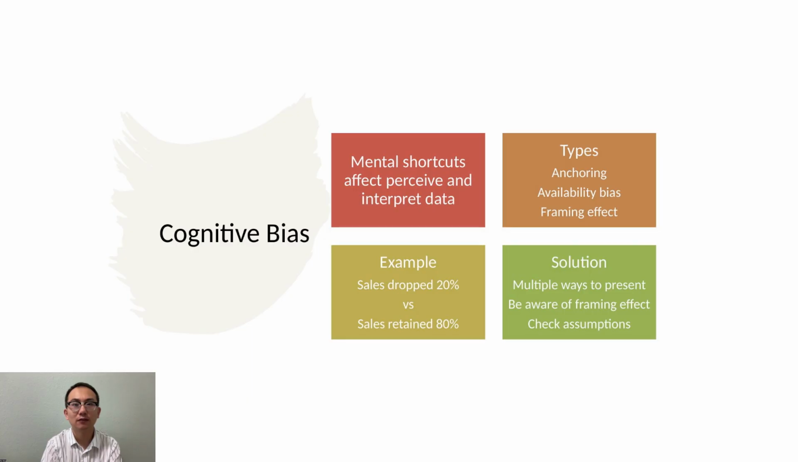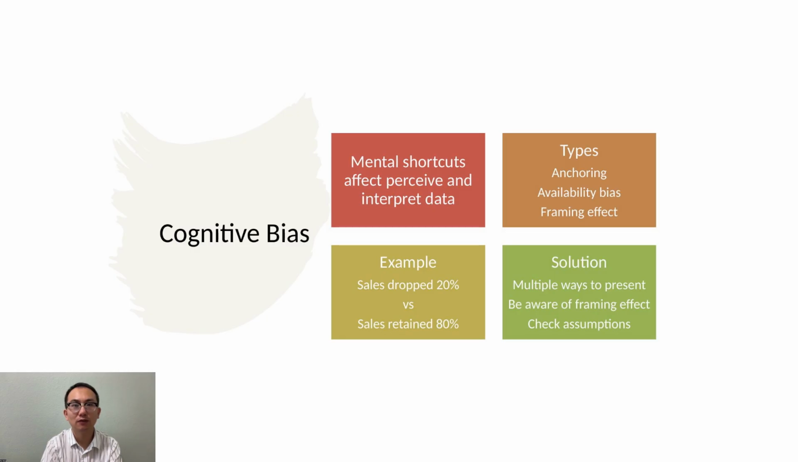Cognitive bias is defined as mental shortcuts or distortions that affect how we perceive and interpret data, often without realizing it. 3 common cognitive biases include anchoring, which means relying too heavily on the first piece of information seen. Availability bias refers to giving more weight to recent or memorable events, and framing effect means drawing different conclusions depending on how the data is presented.